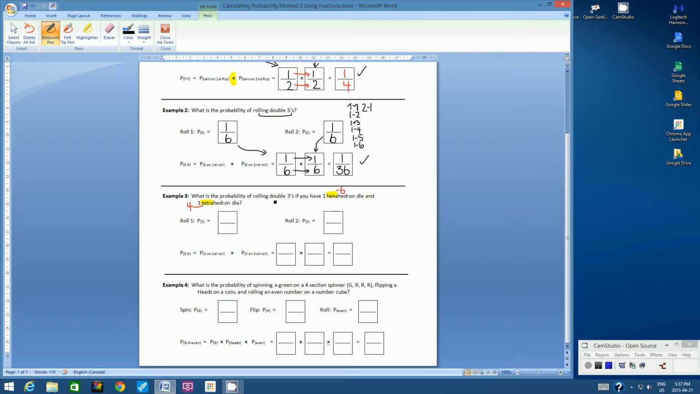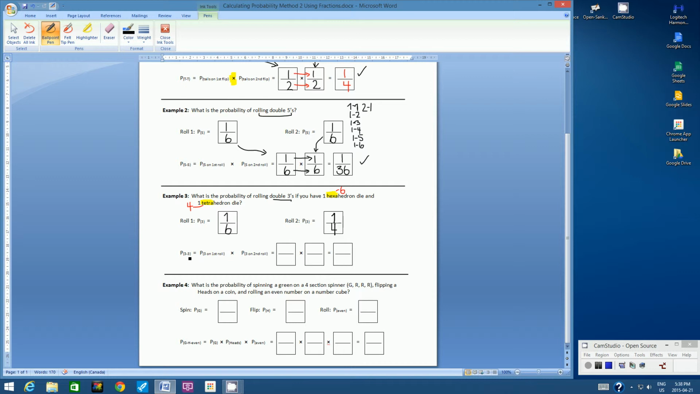So what we're going for is double 3s. Let's look at the first roll, of the first hexahedron die. What is the probability of rolling a 3? It has 6 sides, and the number 3 appears only one time on those sides. Now let's look at roll 2. We're going to use the tetrahedron die. Tetrahedron has only the numbers 1, 2, 3, and 4. So the total number of outcomes is 4. And how many times would a 3 appear? It would appear one time. So you see now we have an example where these fractions are not the same.